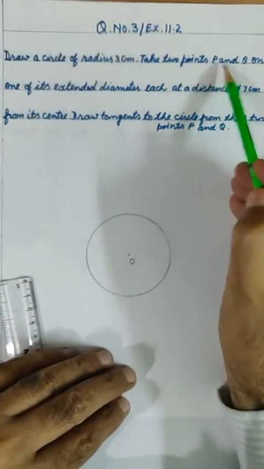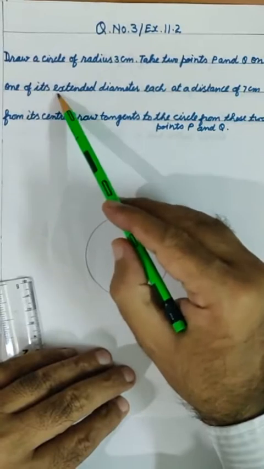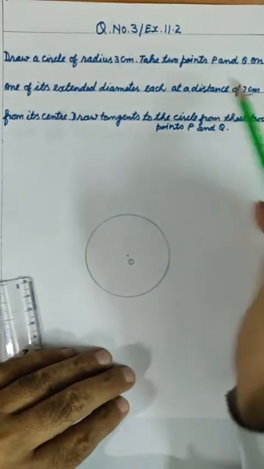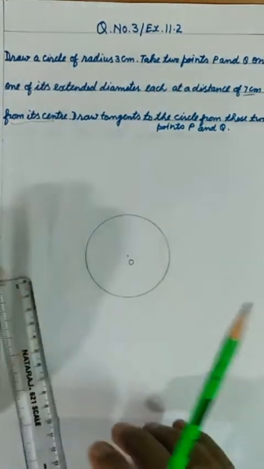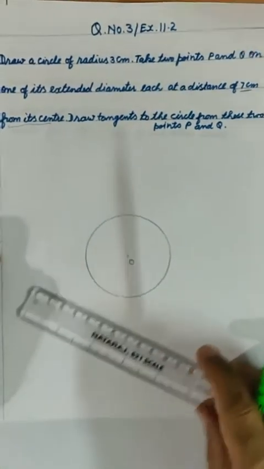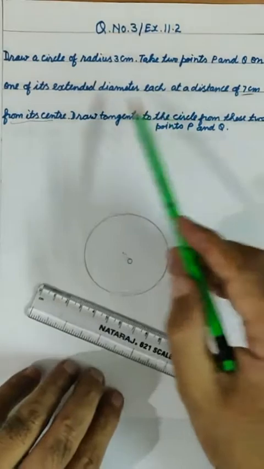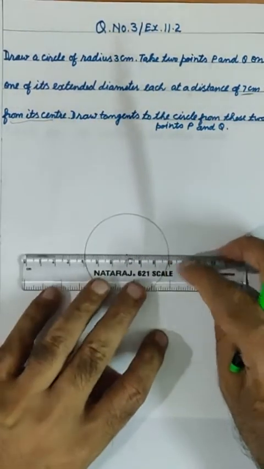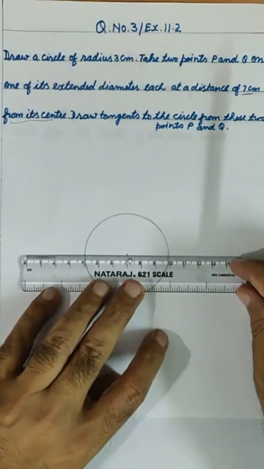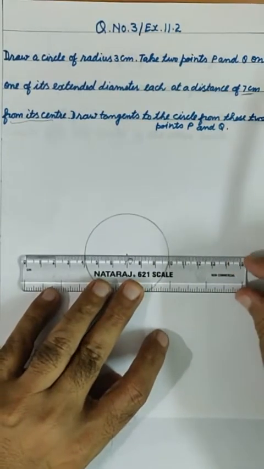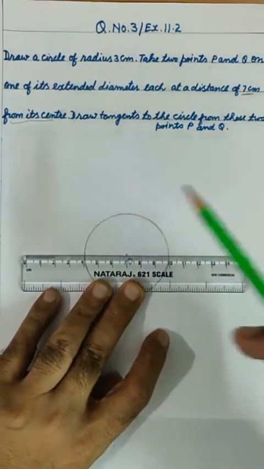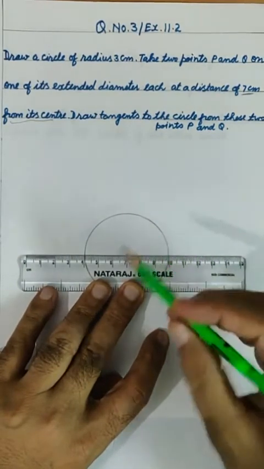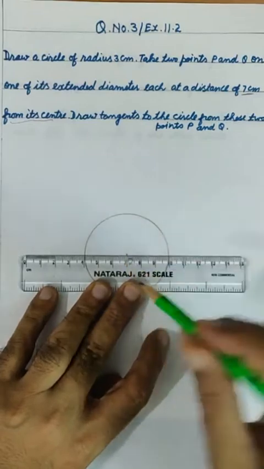Take 2 points P and Q on one of its extended diameters, each at a distance of 7 cm from its center. You see students, some students have problems with this statement. Extended diameter, you know, is one which passes through the center. You see, I am taking this scale at 7. The center I am taking at 7. You are seeing it. This is 7.